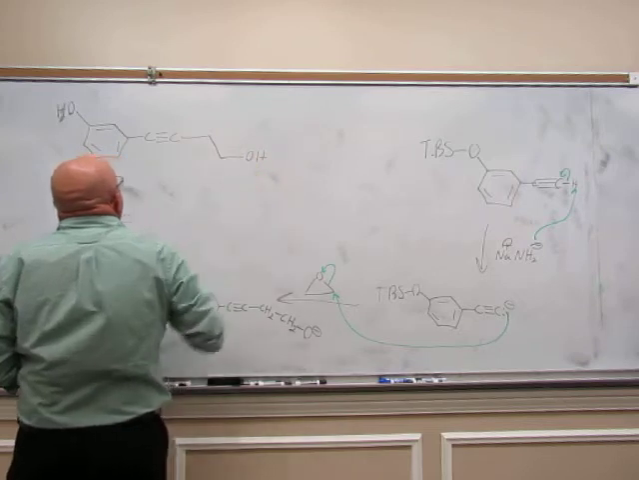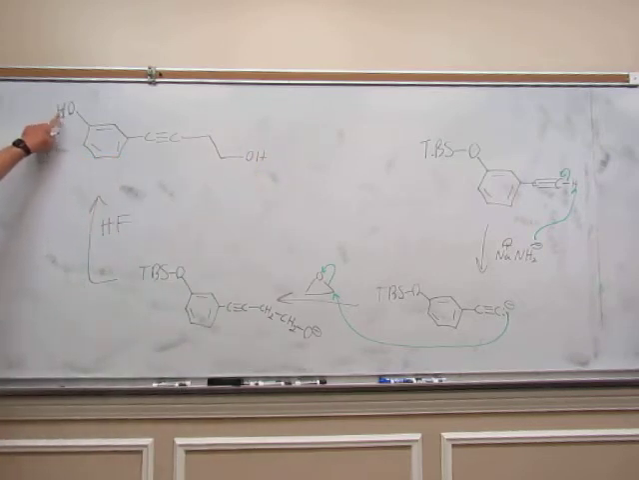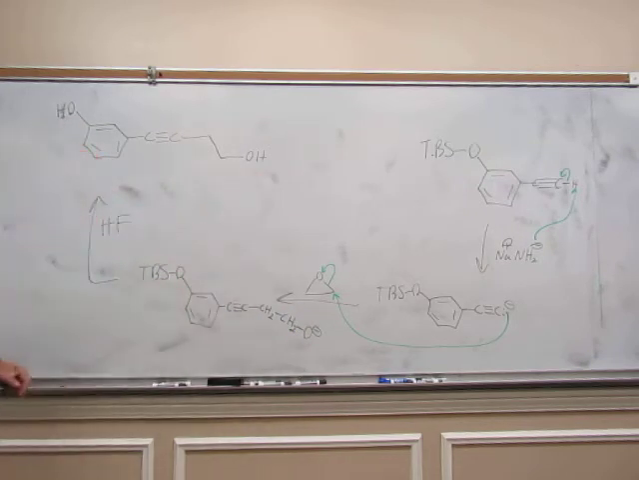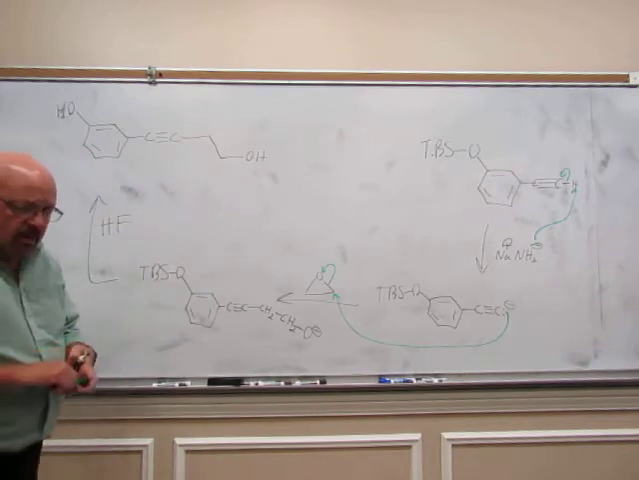Made another alcohol. So we got our original back. Here is the one that we had protected. That takes the protecting group off, and then our acid also protonates this oxygen to give us the alcohol. So there's our product.